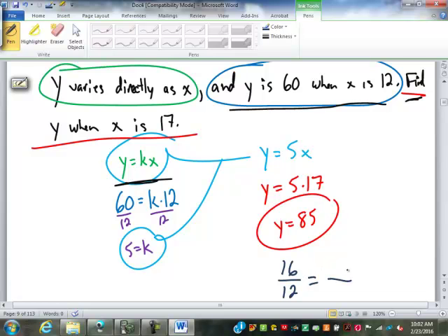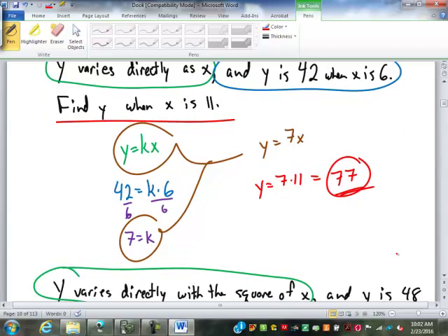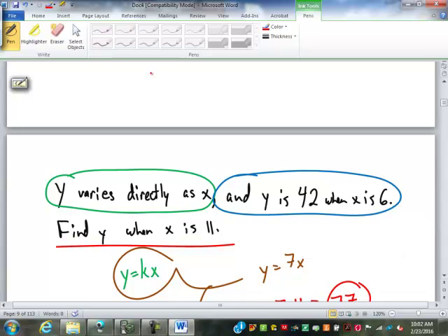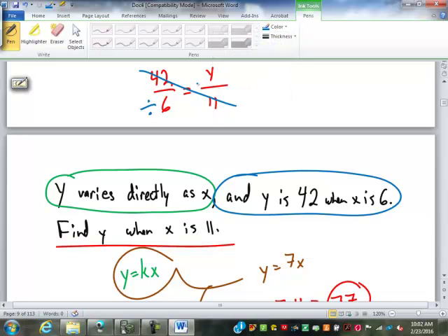Well, I know the constant doesn't change, so I know that after we change the variables, it's still going to equal k, so we can just set up a proportion. So find y when x is 17. You can just cross multiply and divide. 60 times 17 divided by 12 gives us 85. Could have done the same here. Since they just vary directly, y is 42 when x is 6. Find y when x is 11. You can just do a proportion. 42 times 11 divided by 6 gives us 77 for y.